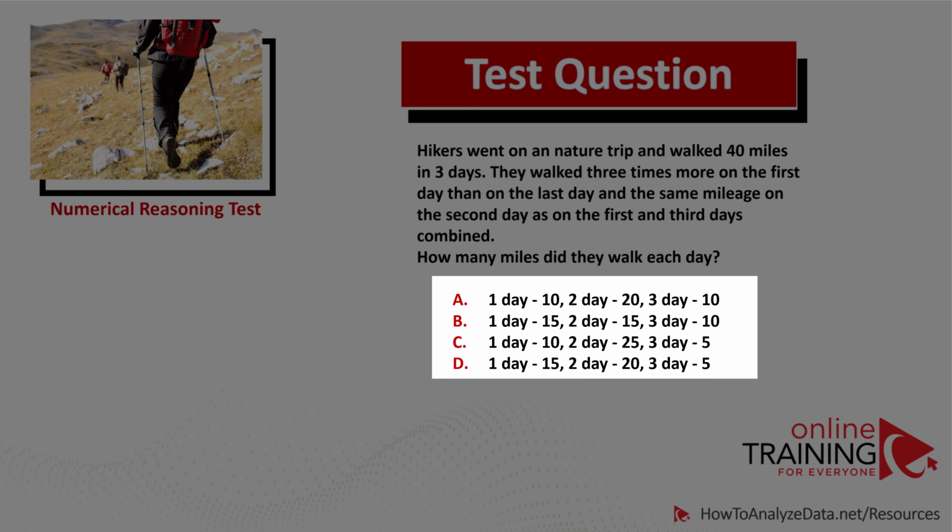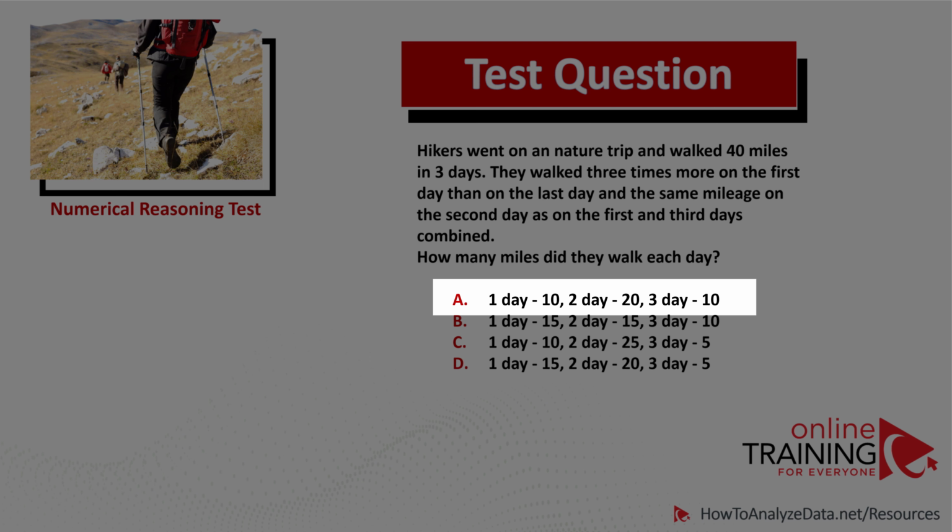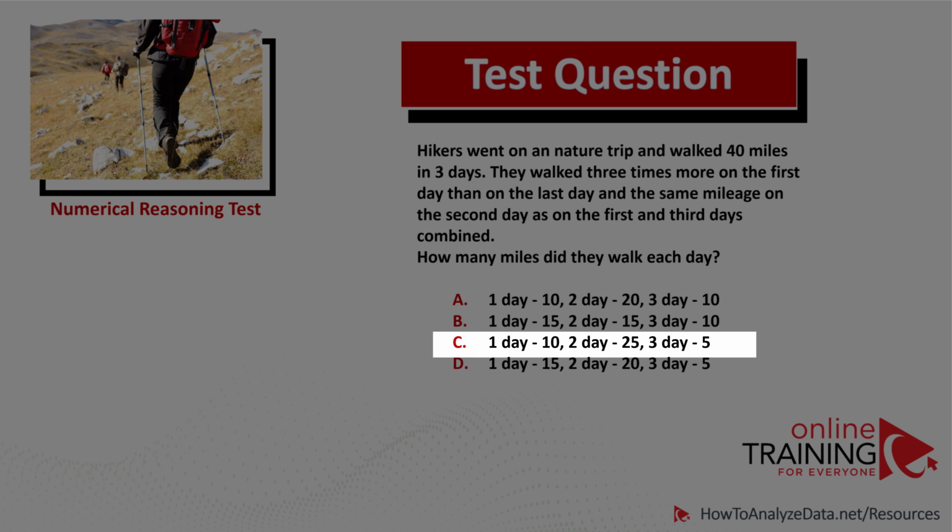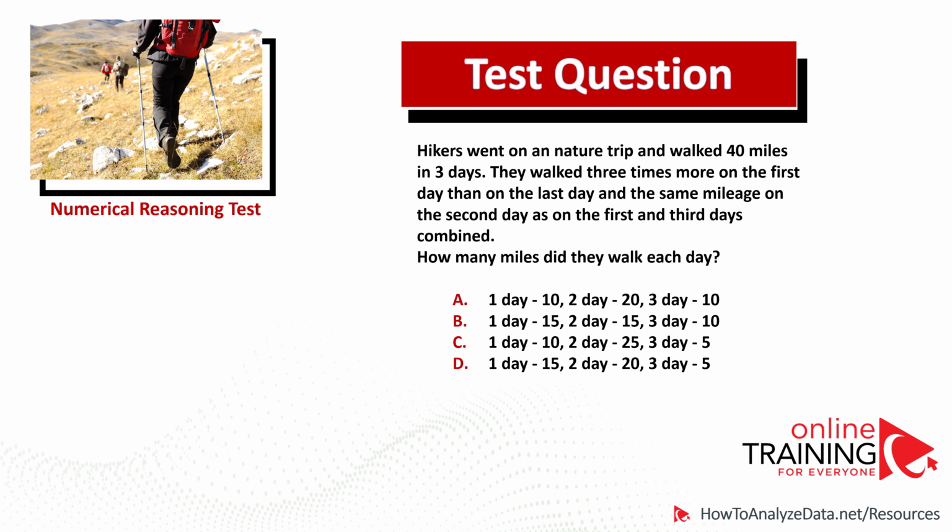And you have 4 different choices. Choice A, 10 miles first day, 20 miles second day, and then 10 miles third day. Choice B, 15, 15, and 10. Choice C, 10, 25, and 5. And choice D, 15, 20, and 5. Do you think you know the answer? Let's see how we can get to the formula and the correct answer together and solve this challenge quickly.